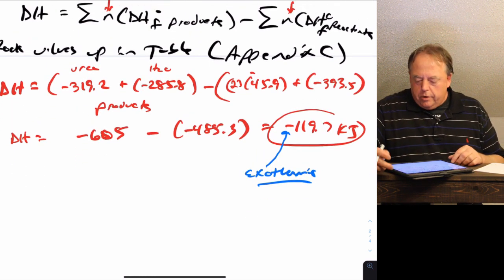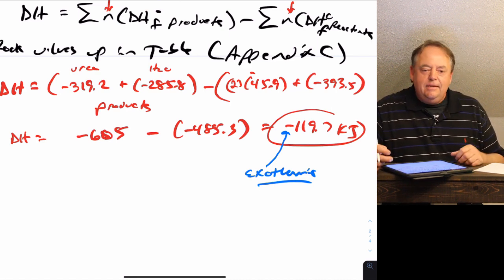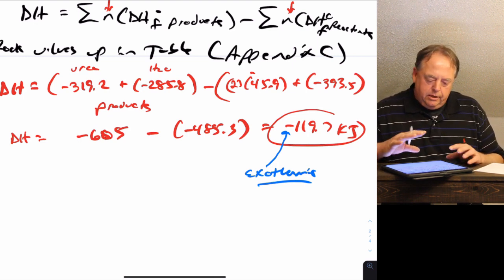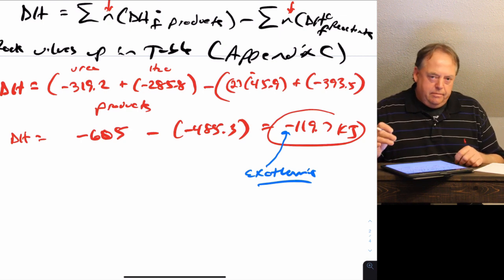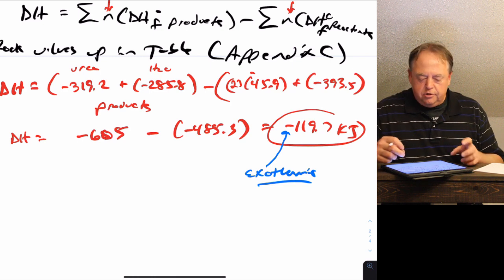Just because a reaction is exothermic does not mean the reaction is spontaneous. And if it's endothermic, that does not mean the reaction does not happen spontaneously. We have to look at more thermodynamics to figure that out. But delta H is one of the important pieces of thermodynamics to help figure out whether a reaction is going to be spontaneous.